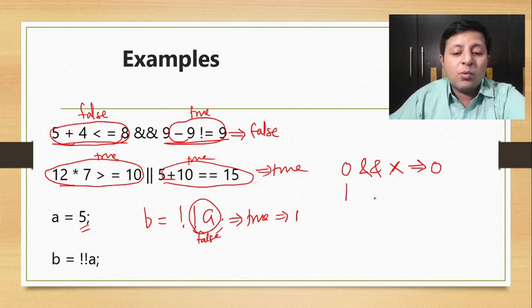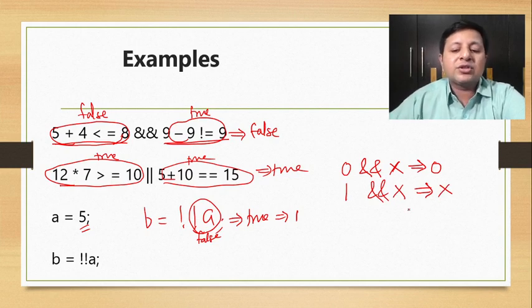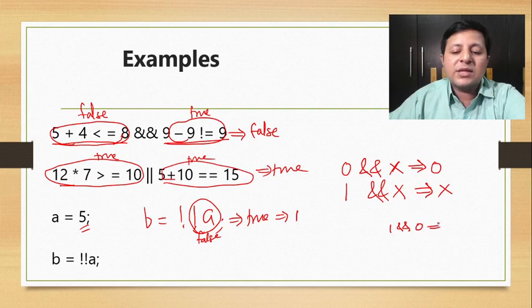But if one side is 1 and other side is, let's say, x, then the answer is x. If you have not understood, try to understand. Let's say 1 and 0, see, the answer is 0. But if it is 1 and 1, the answer is 1. So isn't it, whatever is the other side, that is the answer if first side is 1.